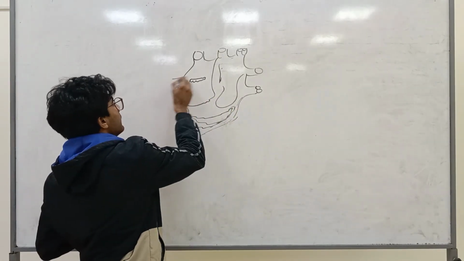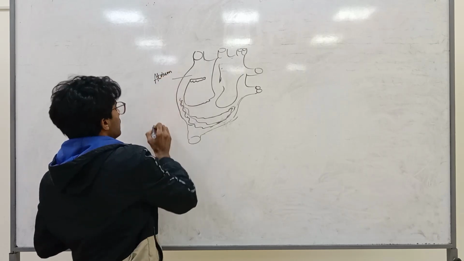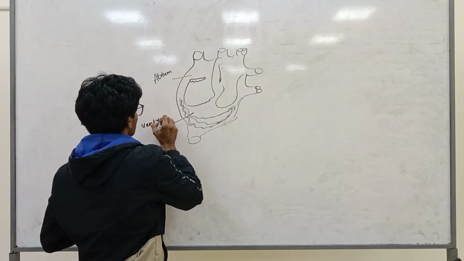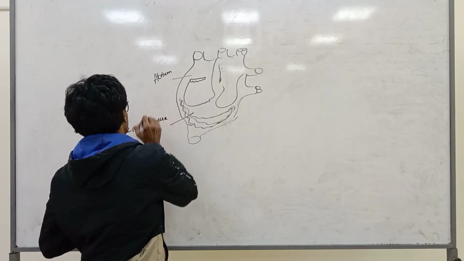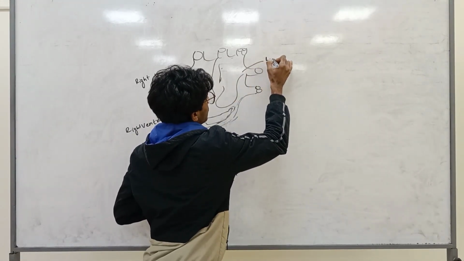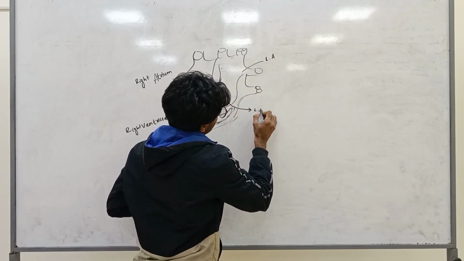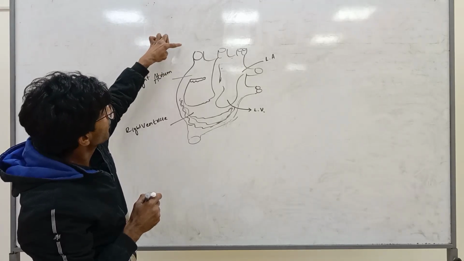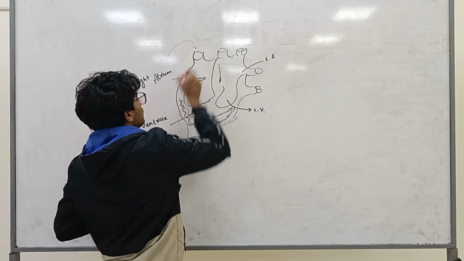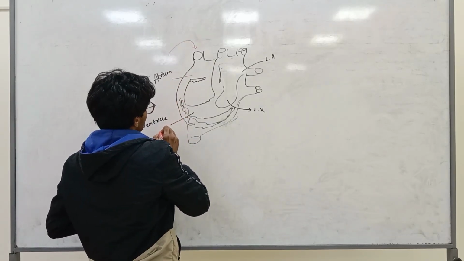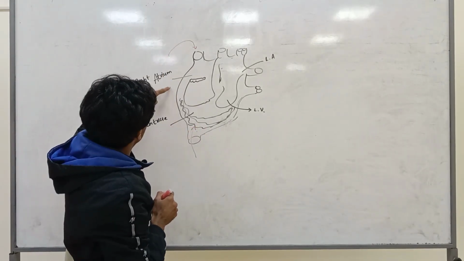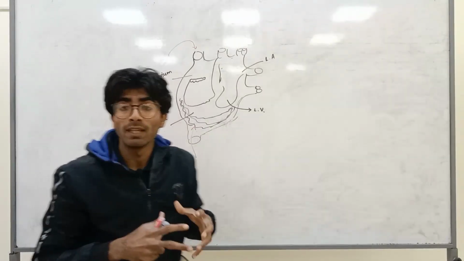Now, right atrium, right ventricle, left atrium, left ventricle. When blood enters from the superior vena cava and inferior vena cava, it goes into the lungs. When it enters the right atrium and left ventricle, they are filled with blood.